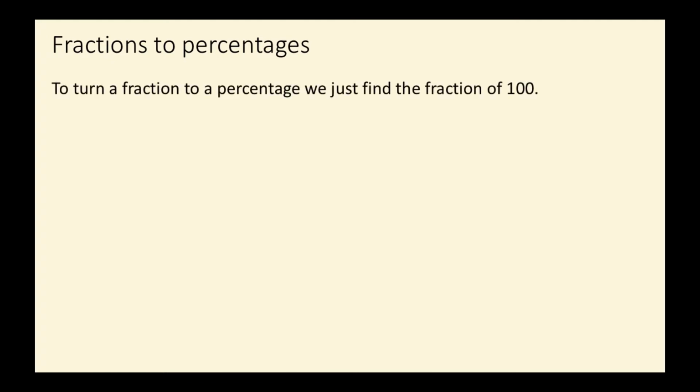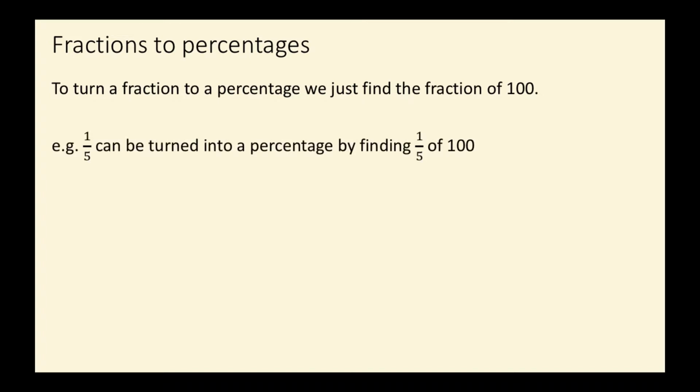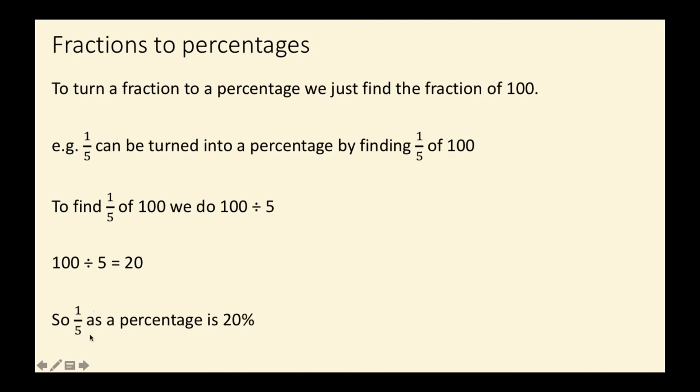Okay, so now we're going to look at doing fractions to percentages. And these are a bit harder. To turn a fraction to a percentage, we just have to find the fraction of 100. So for example, a fifth can be turned into a percentage by finding a fifth of 100. As you know from our previous lessons, we need to do 100 divided by 5. 100 divided by 5 is 20, so our answer, a fifth as a percentage, is 20%.